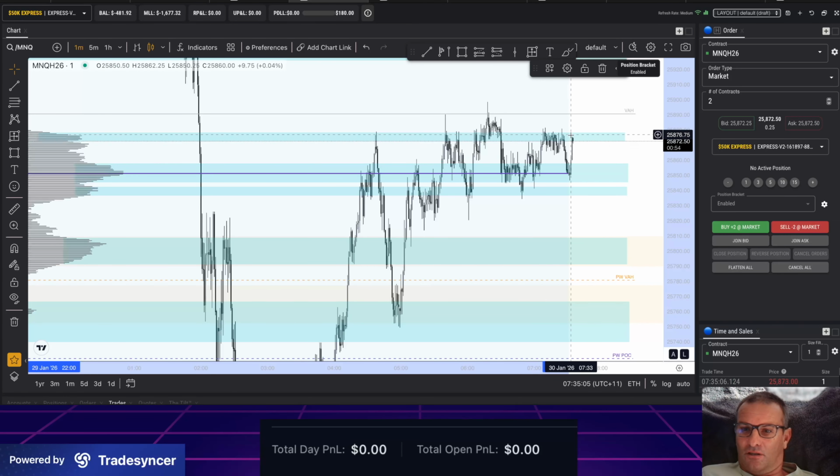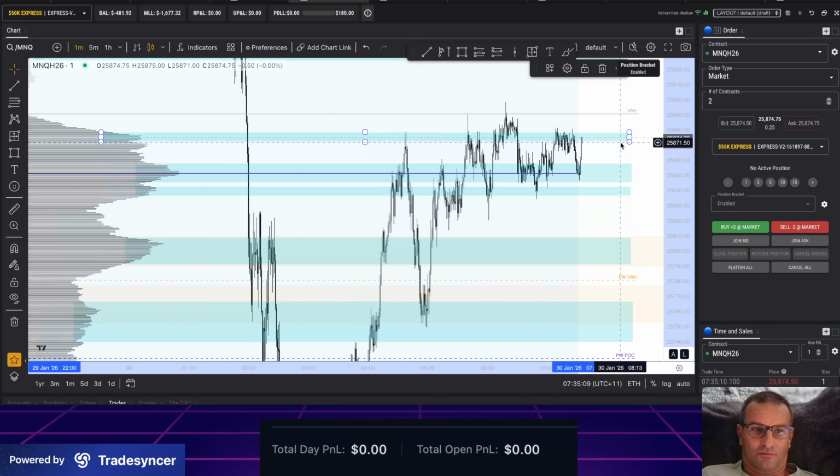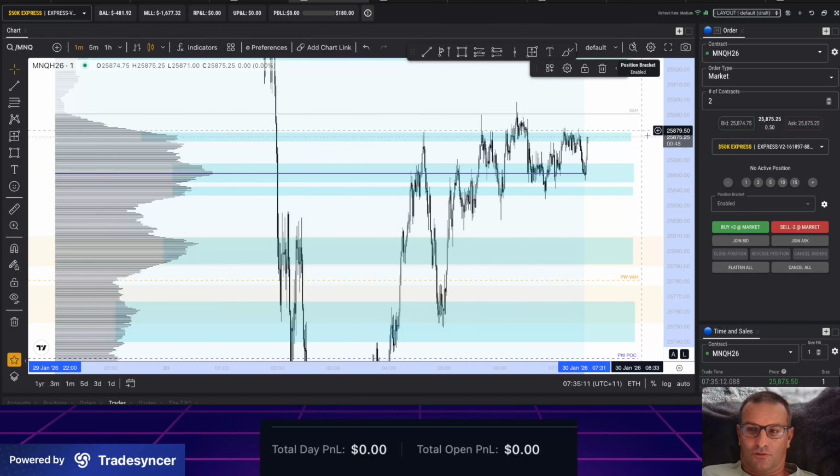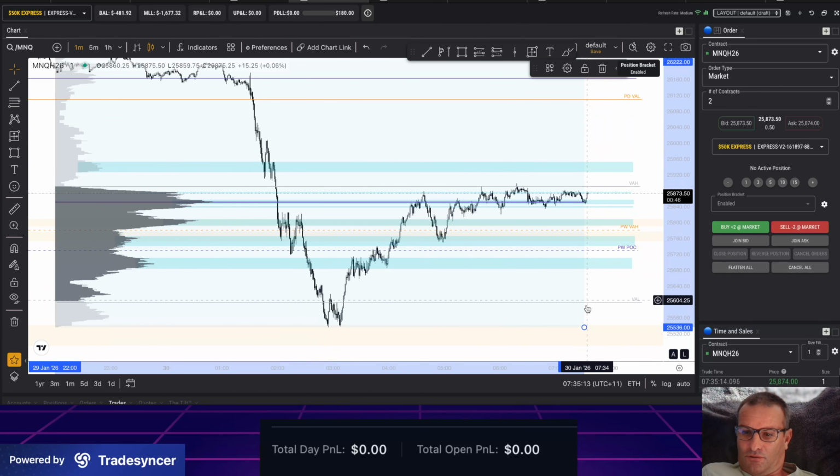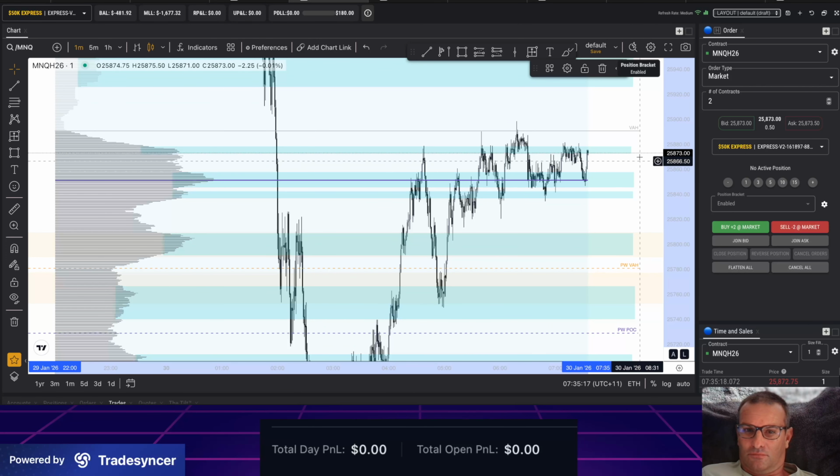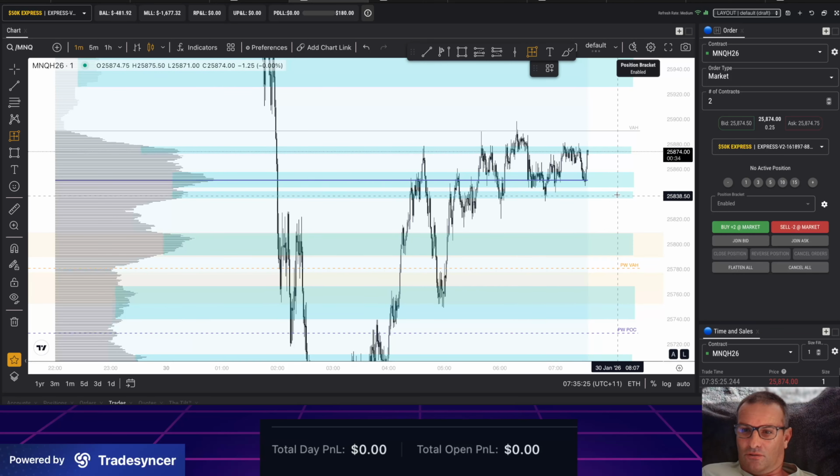Let's have a look and see how it reacts here at this node. This is the last shelf here before we get up to the top of the value area. Just pull this across. I mean, that would have been a good, look at that, 20 points right there, node to node.